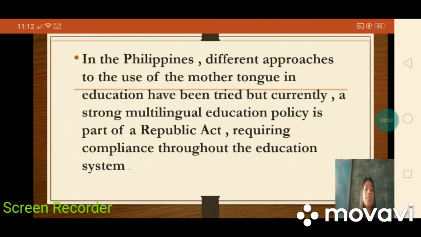In the Philippines, different approaches to the use of the mother tongue in education have been tried. Here in the Philippines, different mother tongues are really used, which is Bisaya, Tagalog, English, depending on what people speak. Have been tried, but currently a strong multilingual education policy is a part of our Republic Act, requiring compliance throughout the education system.